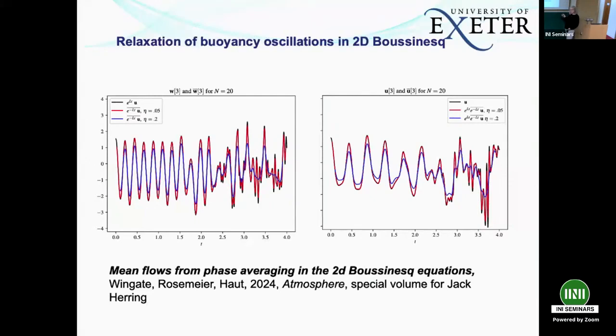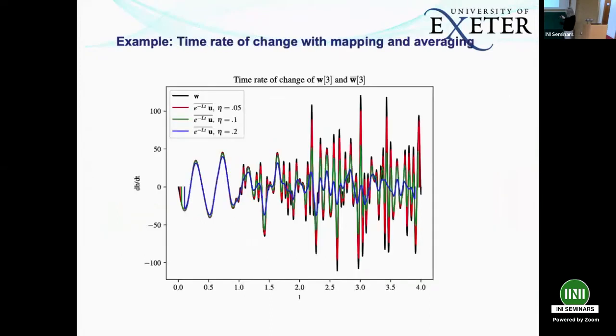So mathematically, doing your phase averaging, I'm not talking about any space averaging here. This is all time averaging in the map domain, and it leads to different results. So I'm trying to quantify what those look like in that paper.